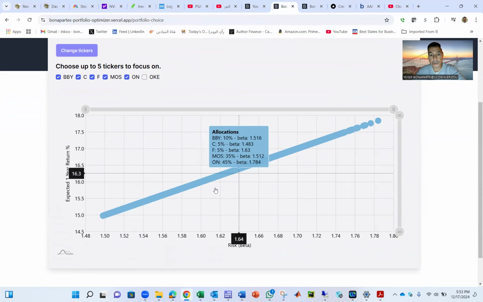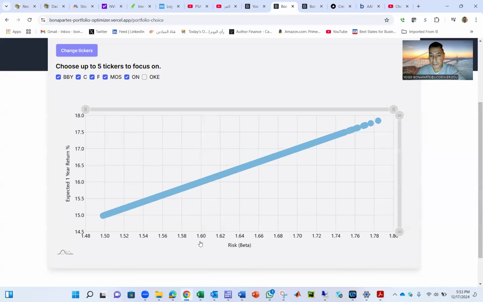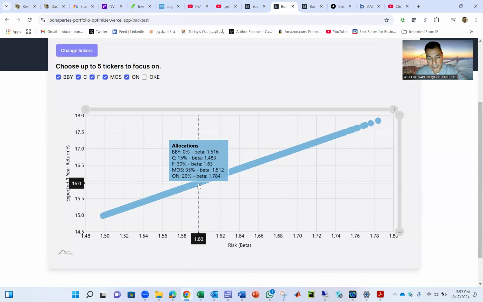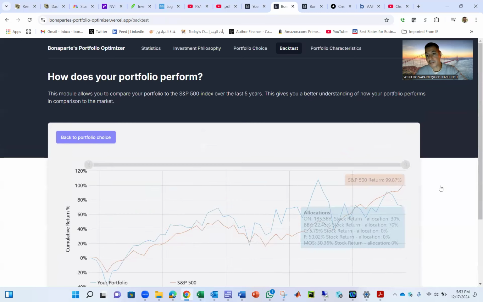But for example, you or your client doesn't want to take risk more than 60% of the market, or 58% of the market, or 56%. Here it gives you all the combinations between how much risk your portfolio has, based on these stocks, and how much return. Suppose you want to buy this one. You like this one.